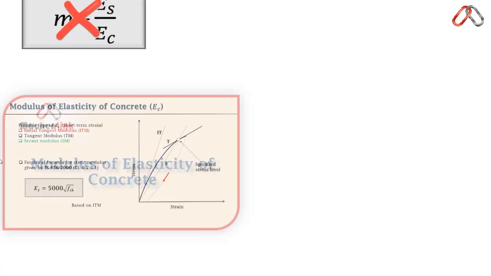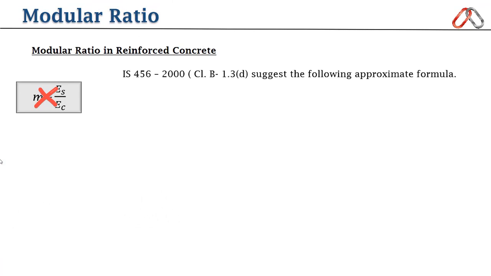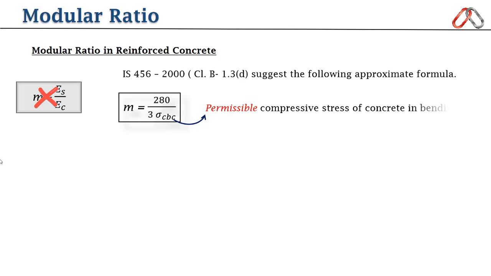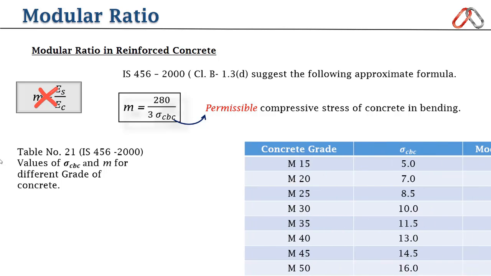Considering the long-term effect of creep, IS code suggests the following approximate formula: m equals 280 upon 3 sigma CBC. Sigma CBC is the permissible compressive stress of concrete in bending. Here the code also helps us find the value of sigma CBC according to the grade of concrete.